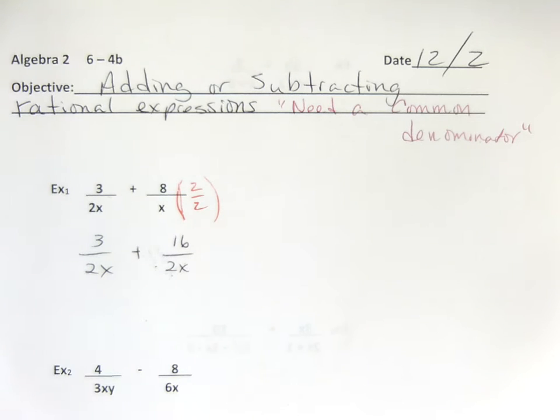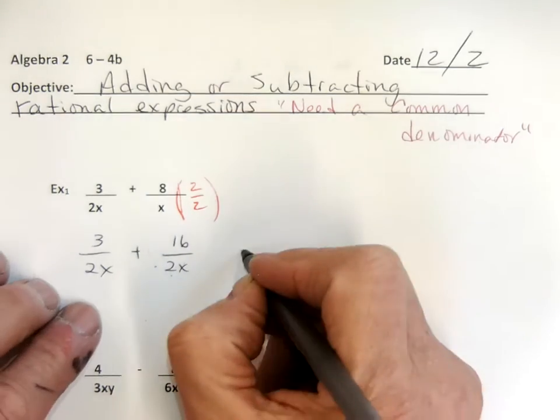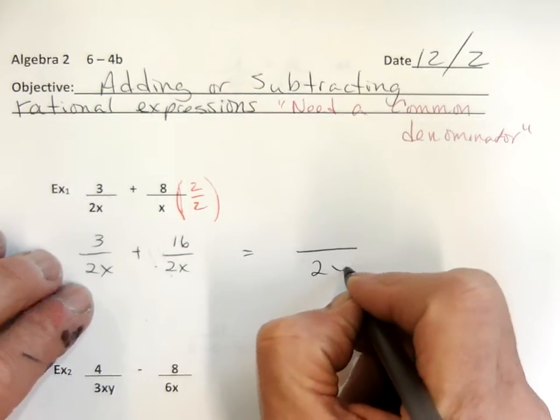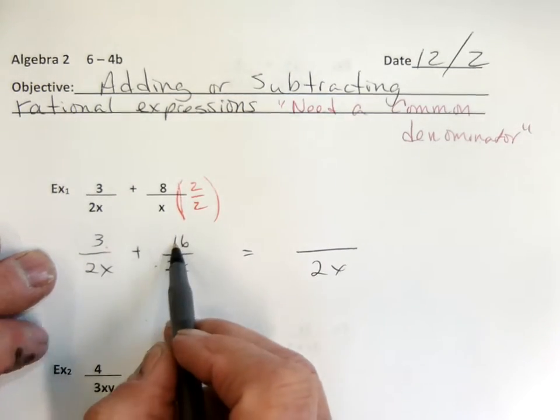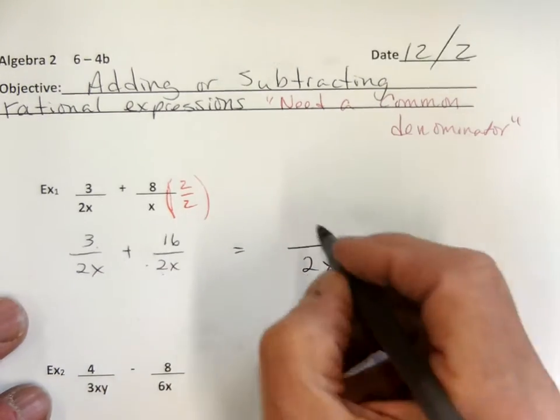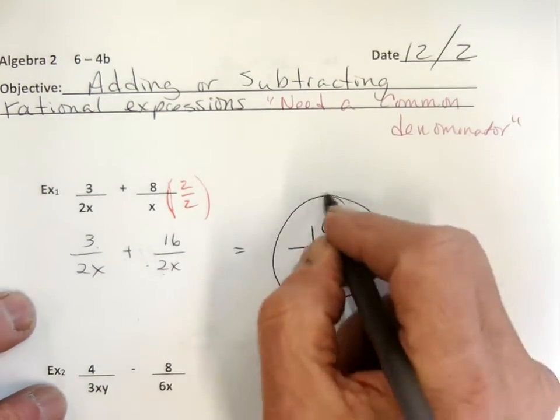So again, I like to say, what does one fraction have that the other doesn't? I think this one's pretty easy to see. That is the answer. I needed a 2 to make it 2x. I gave it a 2. So now we have a common denominator, which is 2x. So I'm going to add them. My common denominator is 2x. 3 plus 16, I can add that. It's just 19. Here's my answer. Thumbs up.